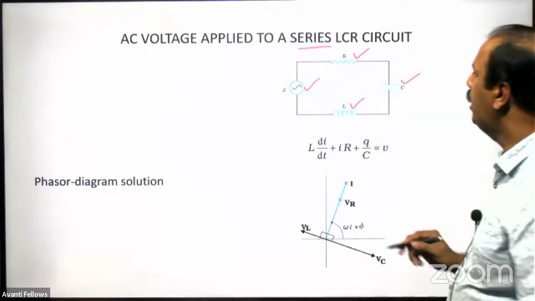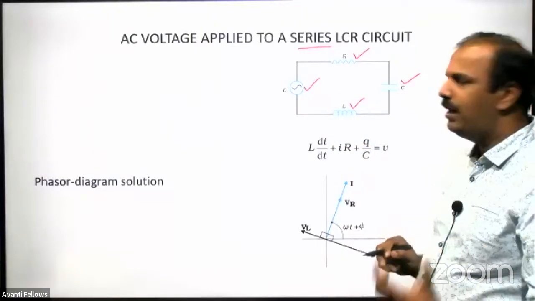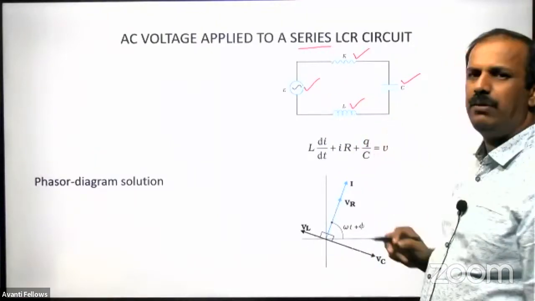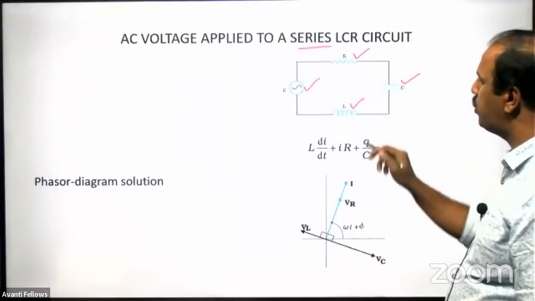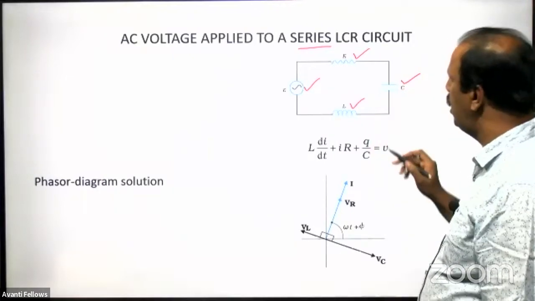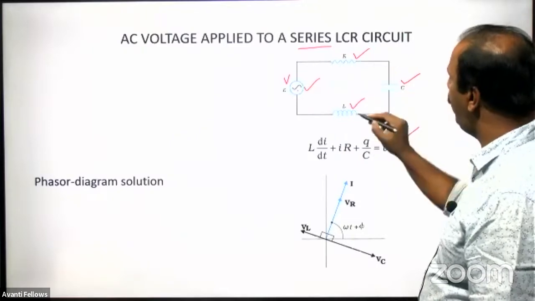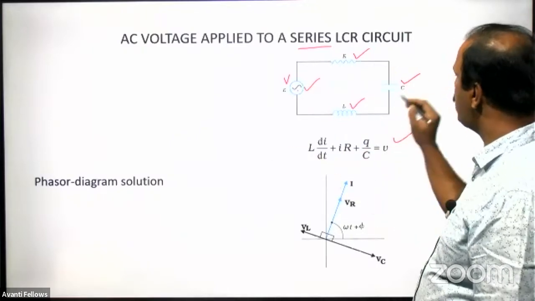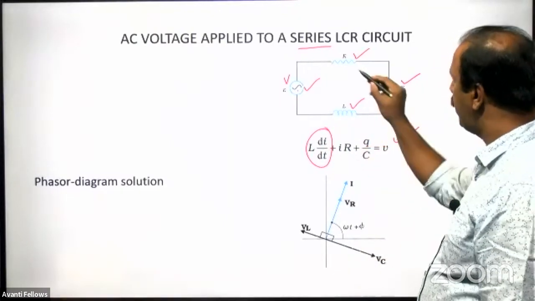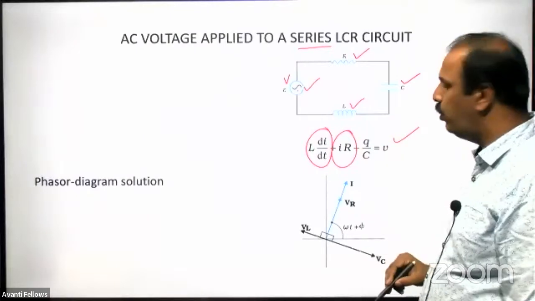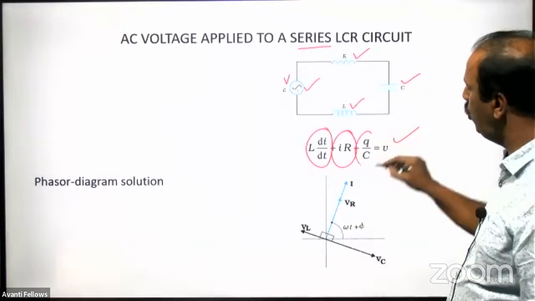So here you can see we have 4 components. This is the only component which produces current, and across these 3 components we will have a drop. So here we can apply Kirchhoff's rule. When you apply Kirchhoff's rule, the voltage across the source is V, that is written on this side, and the other three are drops, written on the other side. So across the inductor, the drop is L di by dt, across the resistor the drop is I into R, and across the capacitor it is Q by C.